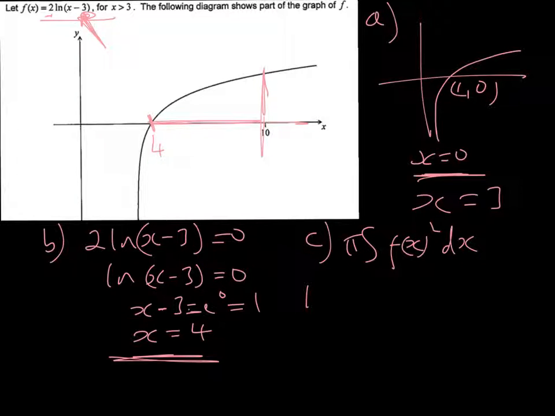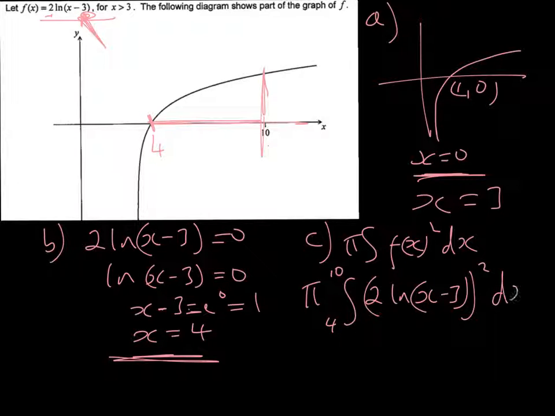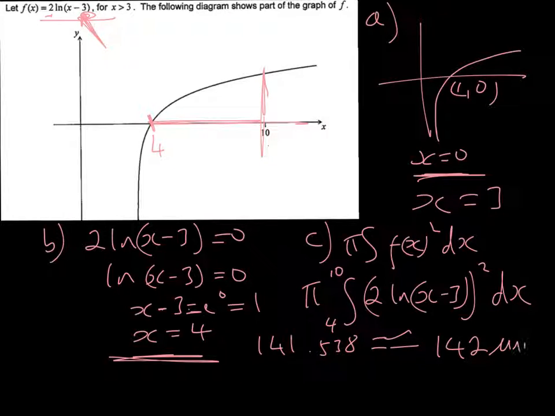So in this instance, it's going to be pi multiplied by the integral between our two bounds of 10 and 4 of our function, which is 2 ln(x minus 3), all squared, with respect to x. And if you put that into your GDC, you get 141.538, which we will take approximately as 142 units cubed, because it is a volume.